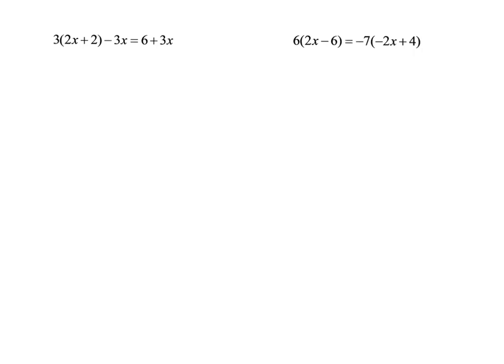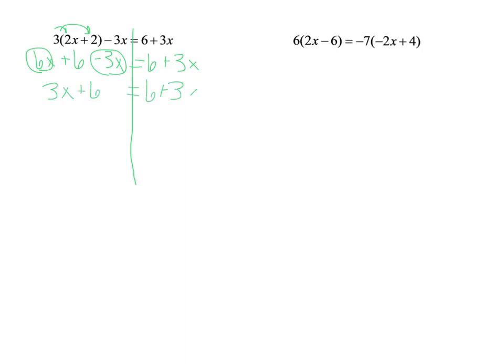All right, if at any time you're ready to try on your own, go ahead. I'm going to work these next two with you and then leave the last two for everybody to try on their own. So, all right, I've got distributive property here. 3 times 2x is 6x. 3 times 2 is 6, minus 3x. The other side, there's nothing I can do, so it's just 6 plus 3x. Then I've got 6x minus 3x. That's 3x plus 6 equals 6 plus 3x.